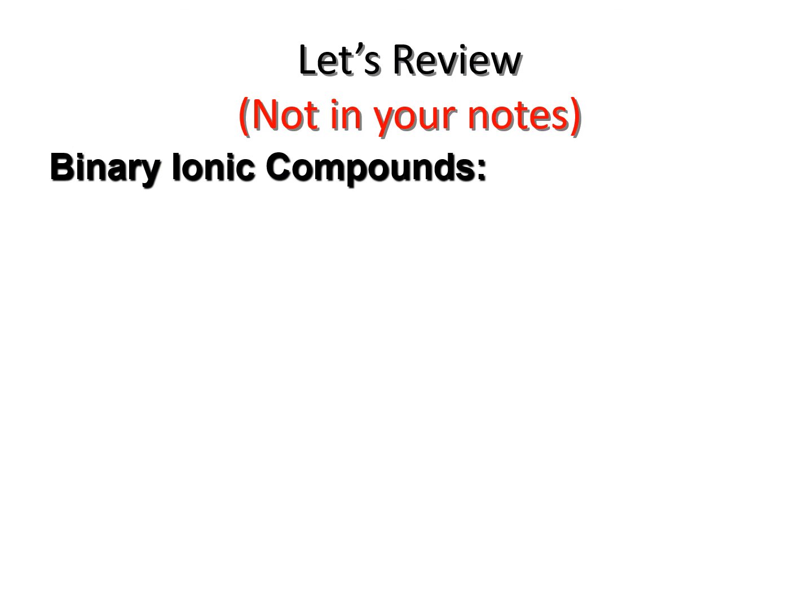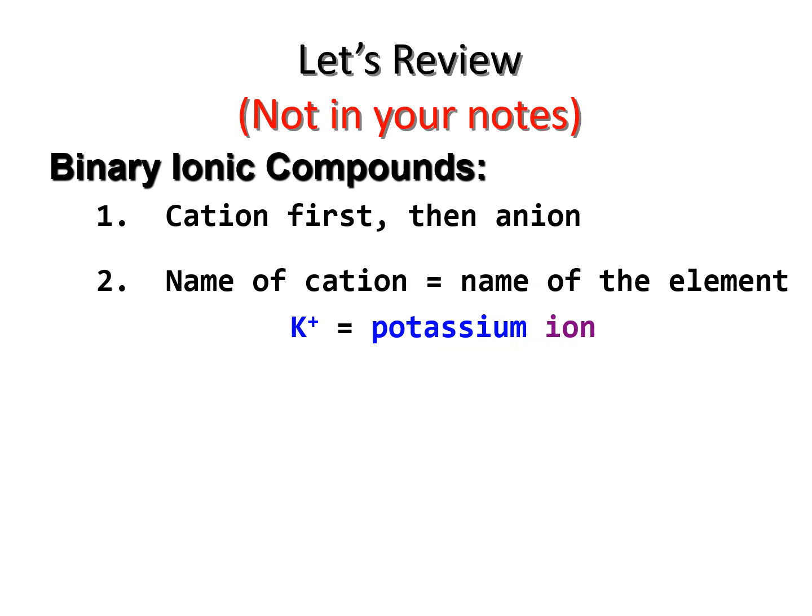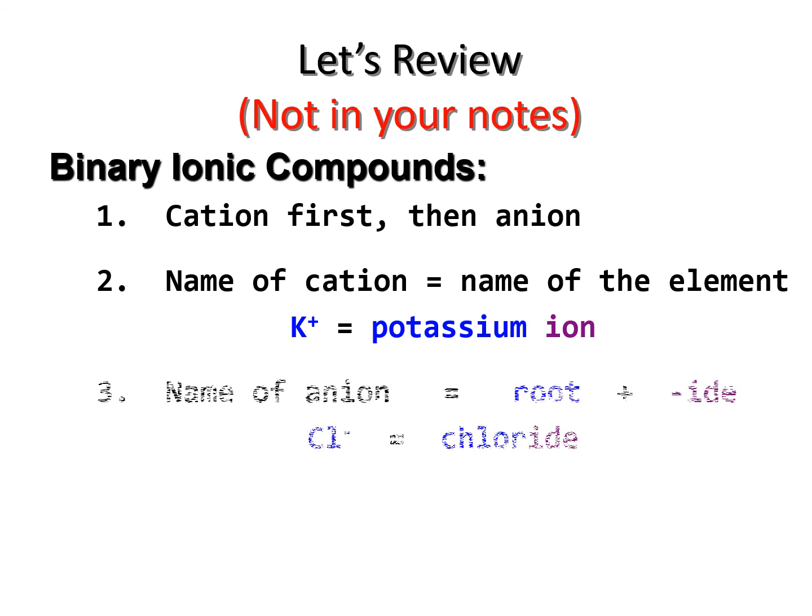Just a very quick review. This is not in your notes, but just watch the screen here. Binary ionic compounds. You write the cation first. That's the positive. Then the anion in both the formula and the name. The name of the cation is the same as the name of the element. K+ is potassium. The name of the anion changes to IDE.